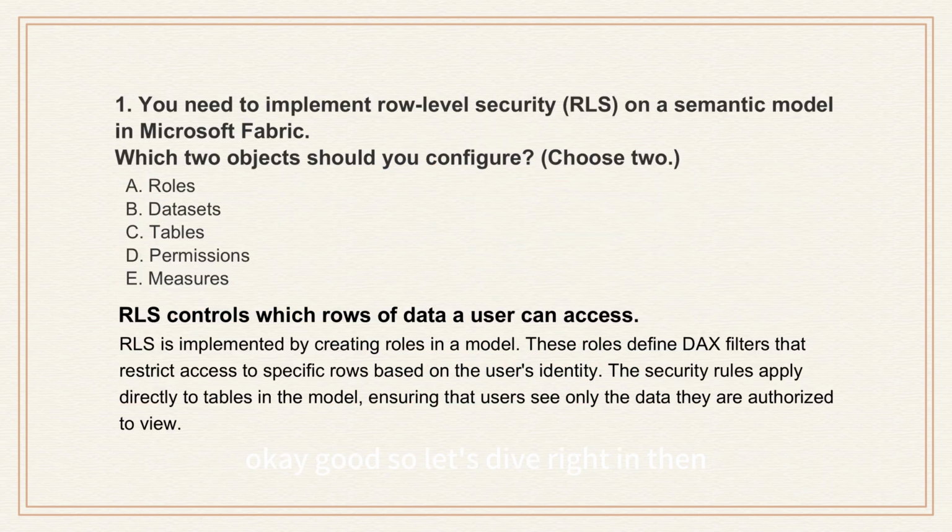Okay, good. So let's dive right in then. First question that came up was about row-level security, RLS. RLS. The answer points to configuring roles and applying filters to tables using DAX. Now, that's the exam answer, but let's talk about the real world. Why is this important? Grasping how to manage data access like this. Well, it's absolutely vital. Think about it from a security perspective. This isn't just a Fabric thing. It's a core data governance principle.